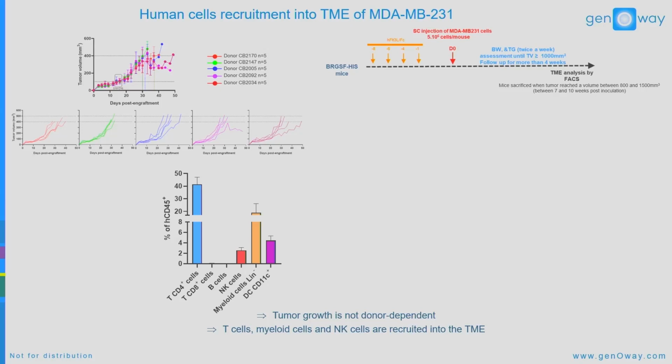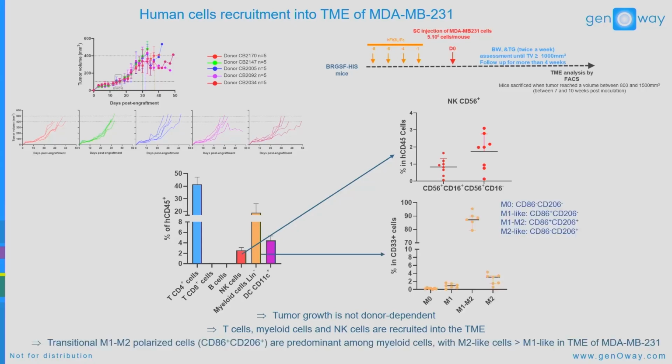The majority of the cells are T cells. We do detect some NK cells as well. These NK cells are CD56 pos, CD16 pos, but also CD16 neg. And among the myeloid cells, at 1,000 cubic millimeter tumor, we have mainly M1, M2 transitional-like macrophages and few M2 macrophages. So please just keep these 2 numbers in mind, 40%, 20%.